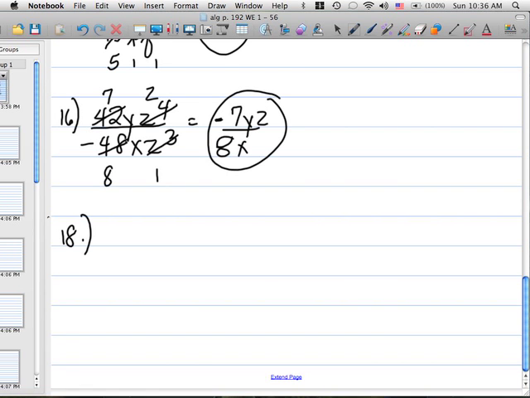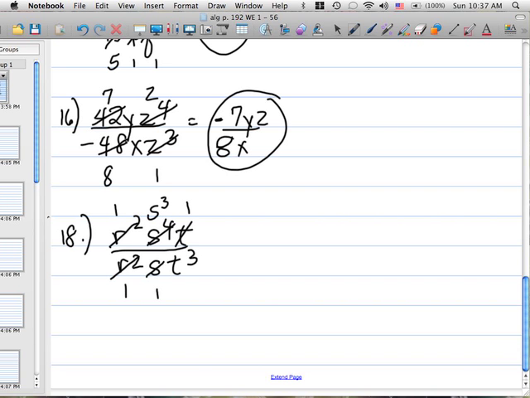Problem number 18, r squared s to the 4th t over r squared st cubed. We can cancel out the r squareds. We can take out 1 s in the bottom and 1 on the top, leaving s cubed. 1 t on the top, 1 t in the bottom, leaving t squared. So on the top we just have the s cubed times the 1's, and on the bottom the 1's times the t squared. So our answer is s cubed over t squared.